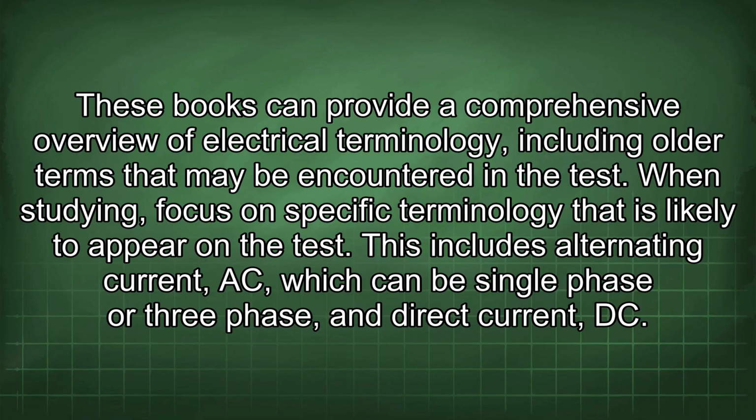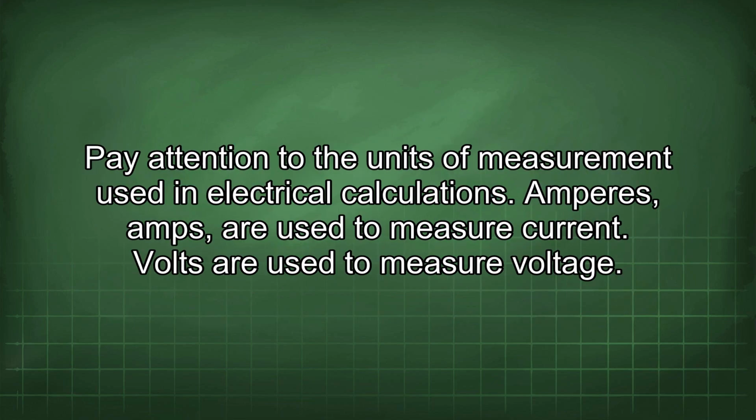When studying, focus on specific terminology that is likely to appear on the test. This includes alternating current, AC, which can be single-phase or three-phase, and direct current, DC. Pay attention to the units of measurement used in electrical calculations. Amperes, amps, are used to measure current.